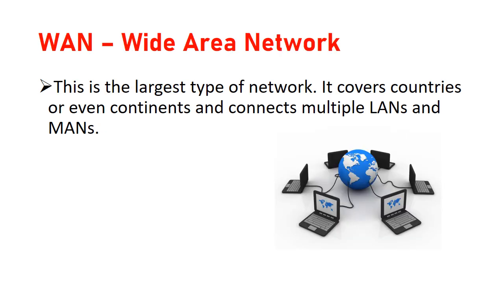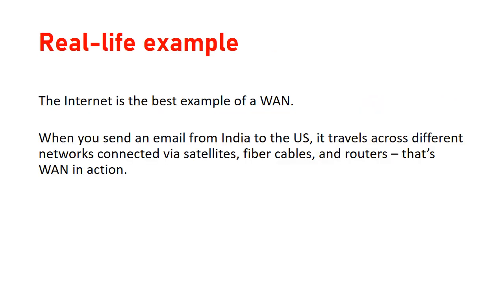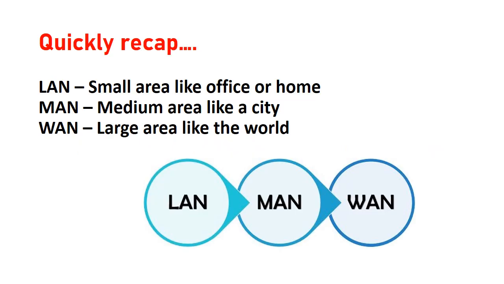Now let's look at WAN, Wide Area Network. This is the largest type of network. It covers countries or even continents and connects multiple LANs and MANs. Real-life example: the internet is the best example of a WAN. When you send an email from India to the US, it travels across different networks connected via satellites, fiber cables, and routers. That's WAN in action. WANs are often public or shared networks and need high-level security and management.